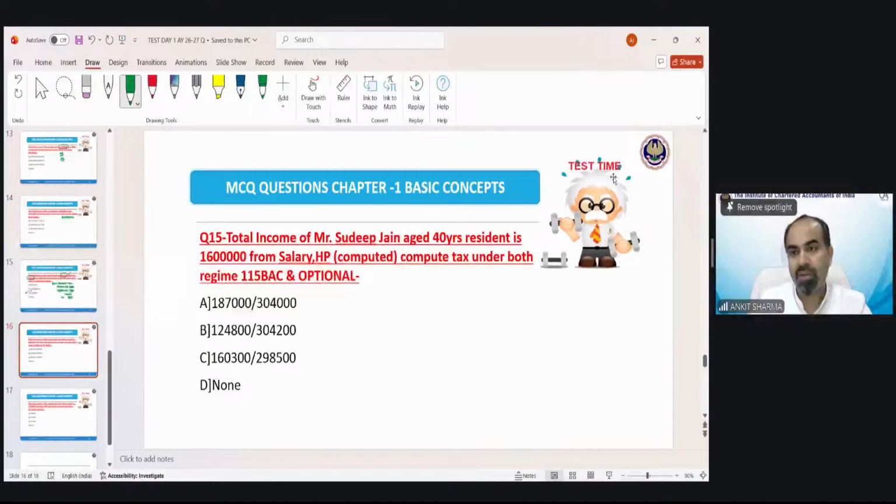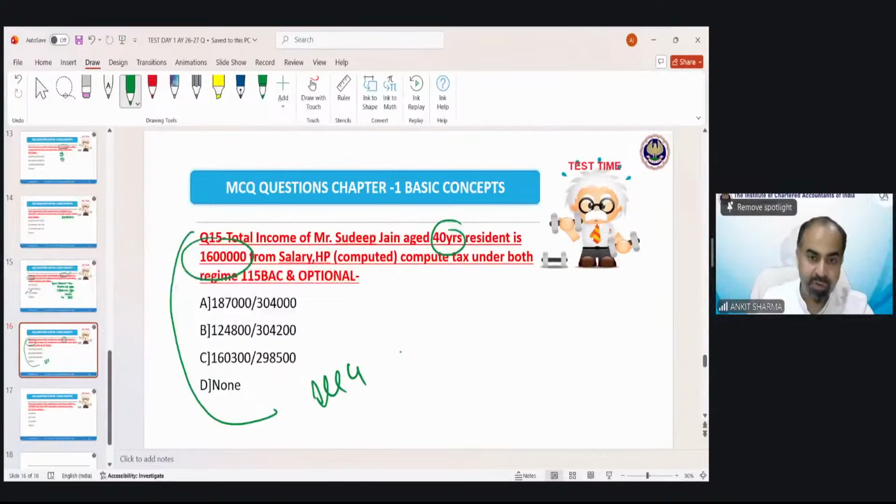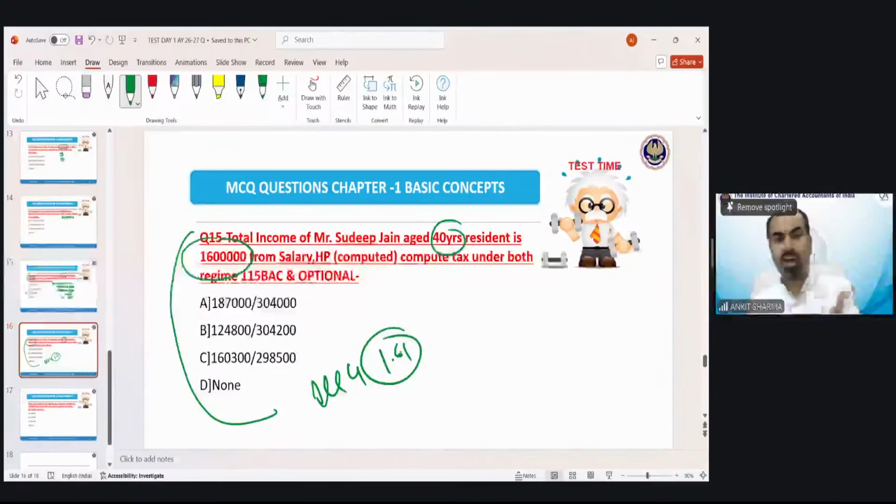Question number 15. Question 15 is total income of Mr. Sudeep Jain, 40 years, resident, is 16 lakh. This is exactly like illustration number 4 in your book, page 1.61. There are multiple cases, 3 cases, 45 years, 65 years, 85 years. Out of these 3, I have copied one first case that is 40 years. So you can see the solution from illustration number 4 also.